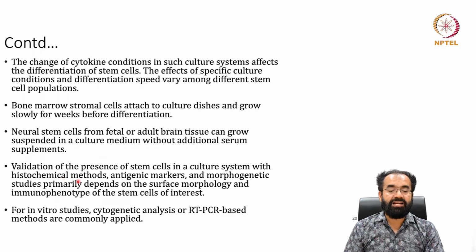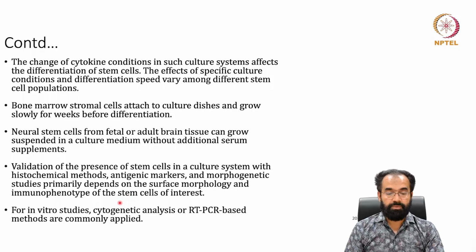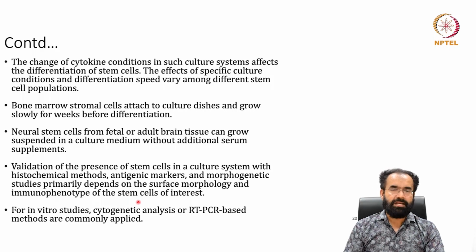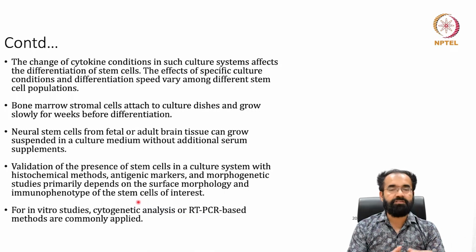And then comes the validation of these cells. Validation of the presence of stem cells in a culture system with histochemical methods, antigenic markers, and morphogenetic studies primarily depends on the surface morphology and immunophenotype of the stem cells of interest. Like when you say bone marrow stem cells, or kidney stem cell, or heart stem cell or liver stem cell, each of them has the potential to give rise to the respective cell types.